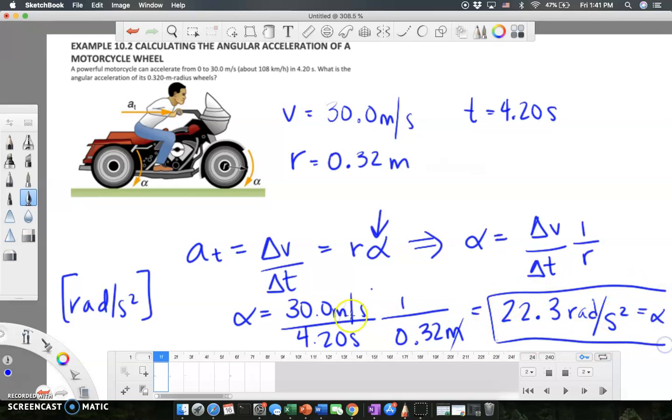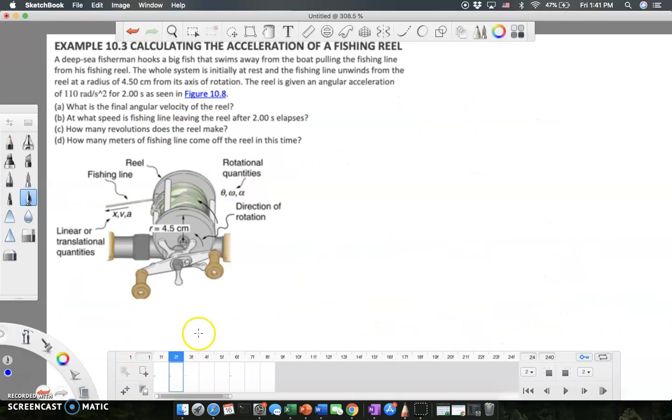Okay? And so we can go ahead and move on to another example. Okay, so this one we are going to calculate the acceleration of a fishing reel. So that's what we're looking for.